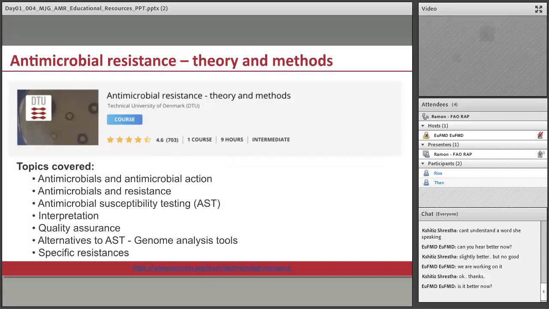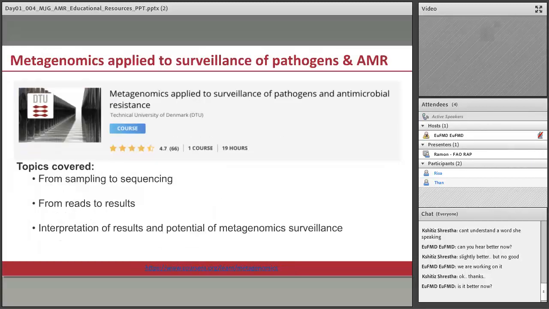This particular online course teaches about antimicrobial susceptibility testing, so basic and advanced. It teaches you how to interpret, how to do quality assurance, and other alternatives to AST, including genomic and specific methods for testing resistance, such as testing for ESBL, testing for carbapenemases, and all of that. And the link is here.